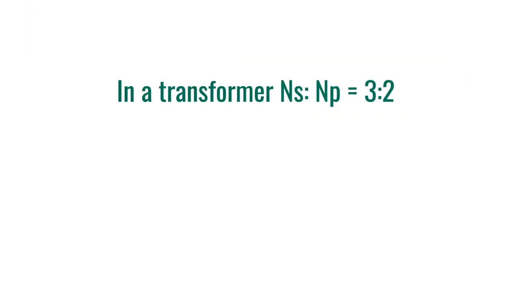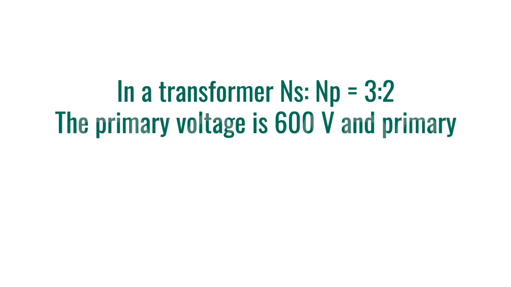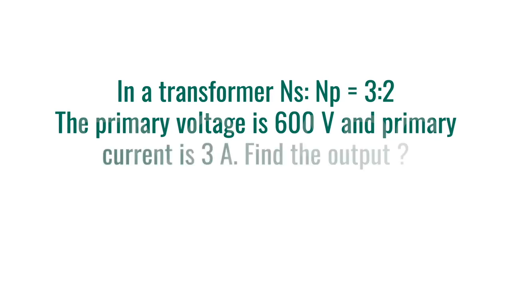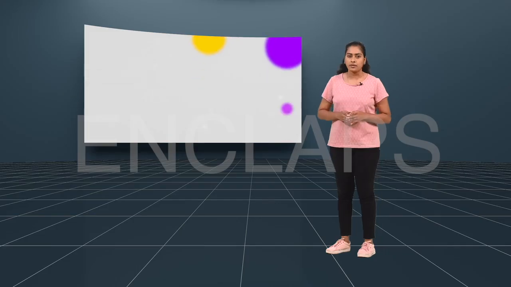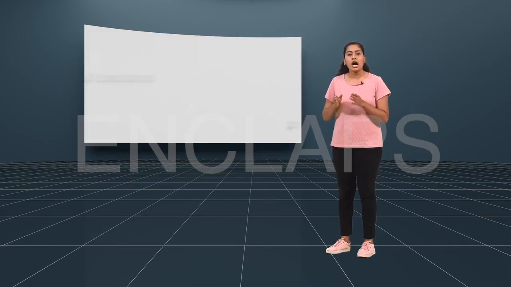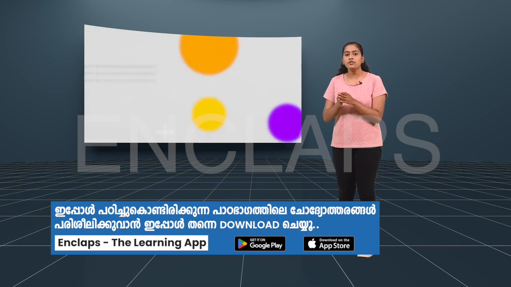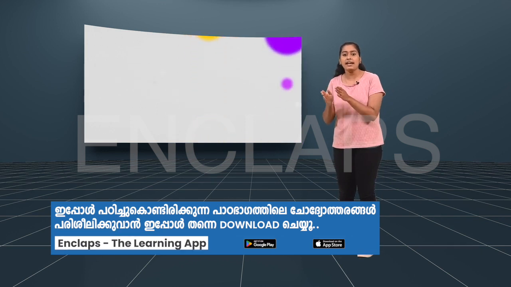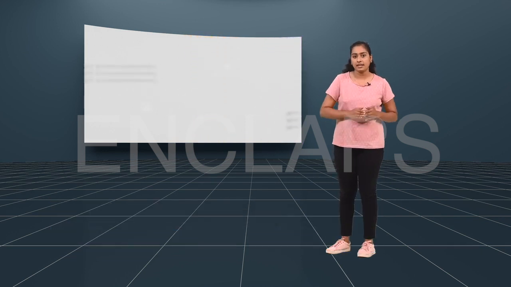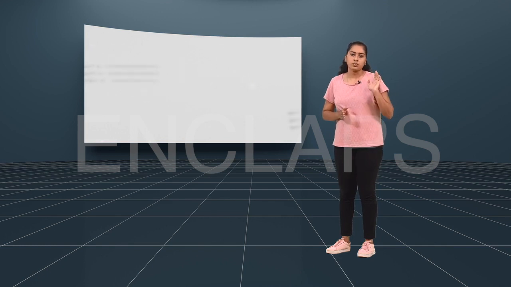In a transformer, Ns is to Np is equal to 3 is to 2. The primary voltage is 600 volt and the primary current is 3 ampere. Find the output. In this problem, we have to find out the output of secondary voltage and current. For that, we are given the ratio of the number of turns in secondary and number of turns in primary. That is 3 is to 2.